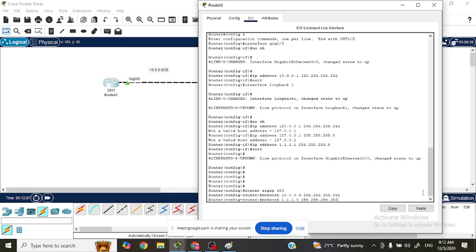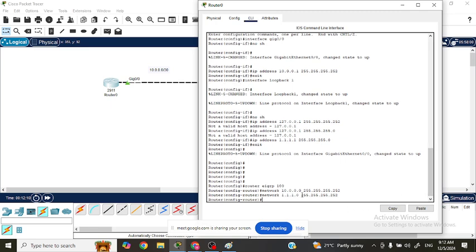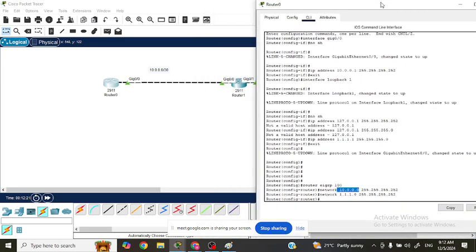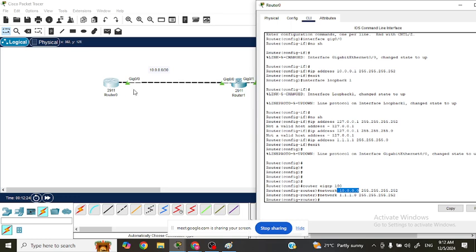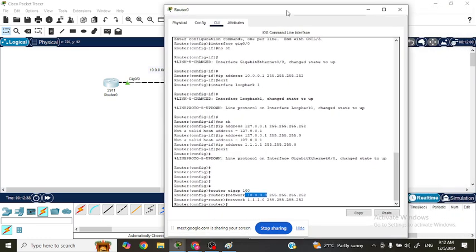Is it clear for everyone? Why am I writing 10.0.0.0? Network, after that the network ID. So what will be the network ID? 10.0.0.0, because we are using 10.0.0.1 and 10.0.0.2 here and here, and it is a slash 30 network. So the network ID is 10.0.0.0. Guys, is it clear? For each router, we need to advertise its own network address.